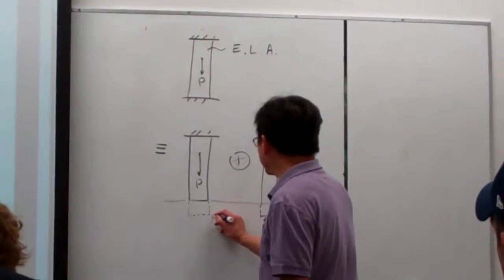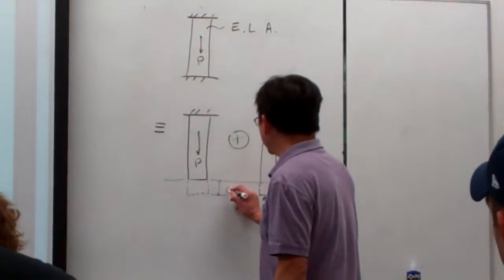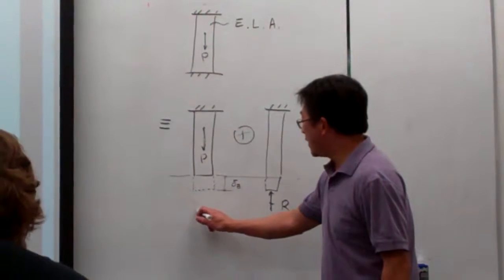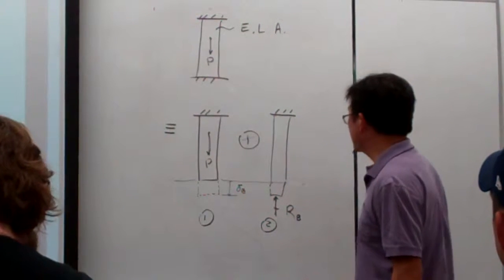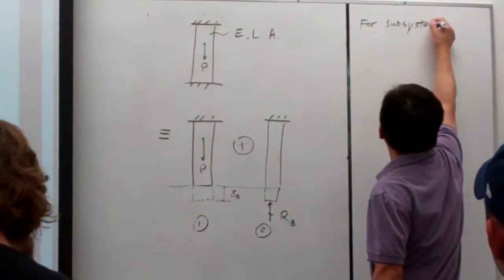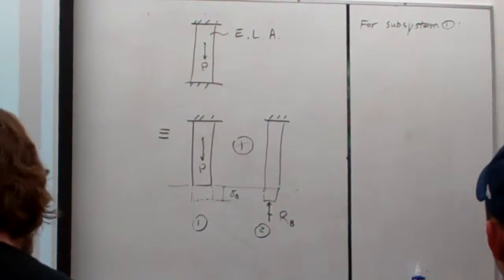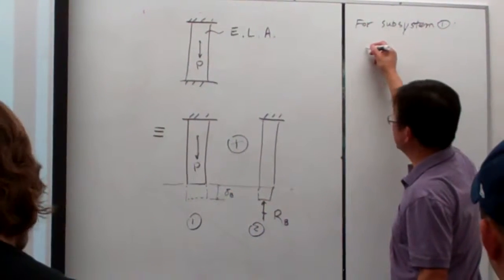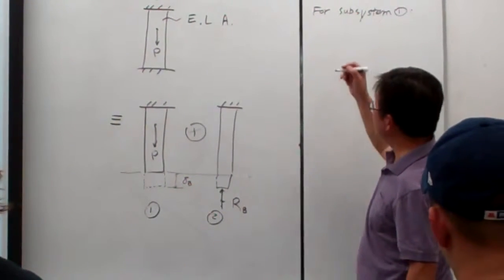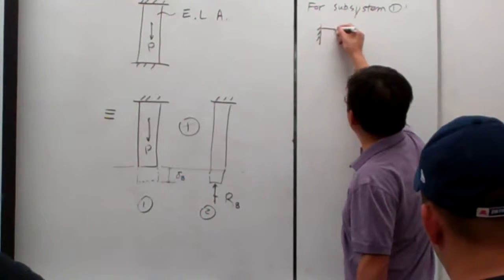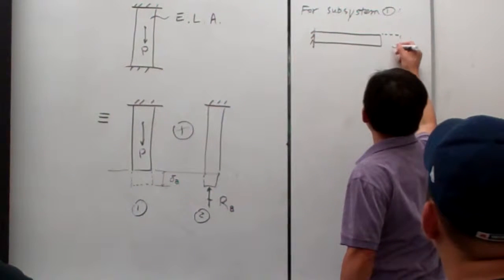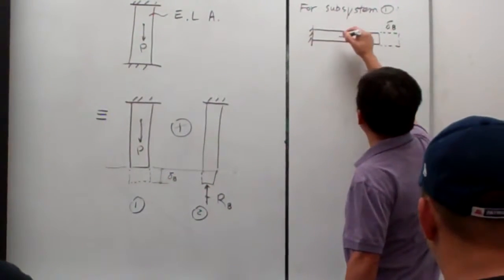For this case, let me do the calculation here. So let me call this delta B. And let me call this subsystem 1. This is subsystem 2. For subsystem 1, we can calculate delta B is this. Let me convert it into the vertical one for easy illustration. Okay, so that is the delta B here, and this is P.